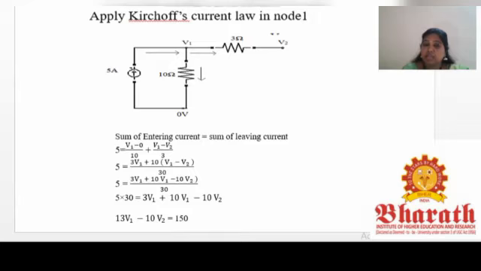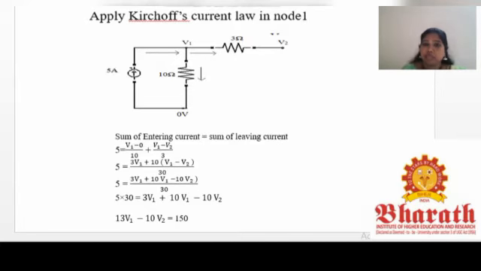In the same way, the 10 ohm resistance is one element. One end of this 10 ohm resistance is connected with node 1, and the other end is connected with the reference node. The 3 ohm resistance is also one element. One end of it is connected with node 1 and the other end is connected with node 2. So the 3 ohm resistance is common for node 1 and node 2.